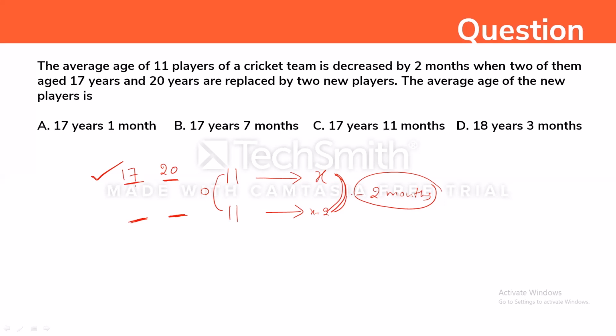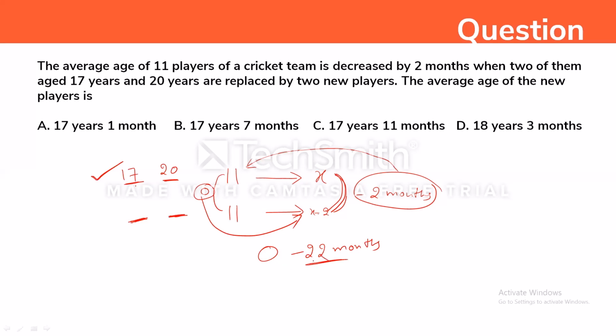Now the average of the new players is very simple: 0 multiplied with this value will give you 0, so no need to bother about the value of x. So minus 2 into 11 will give you minus 22 months. Here you need to be very careful. Some values are given in months and some in years, so we need to be careful about whether it is months or years.